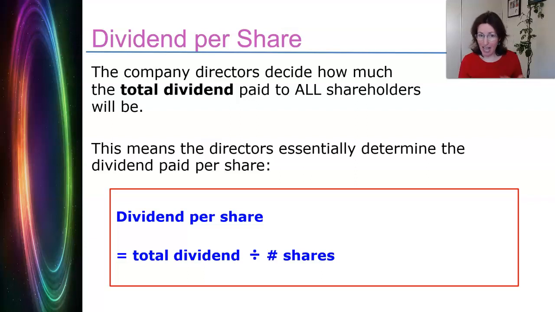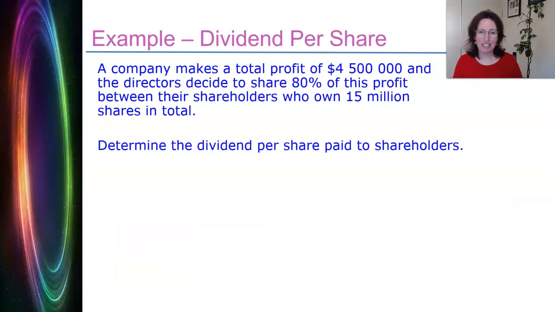And so how much are you going to get? Well, it's going to depend, first of all, on how many shares you have, but also on how much the total dividend was that the company has to share out. So you take that total amount that the directors decide to share out and you get a portion per share. That's the total amount divided by how many shares you have. Let's work through a couple of examples here.